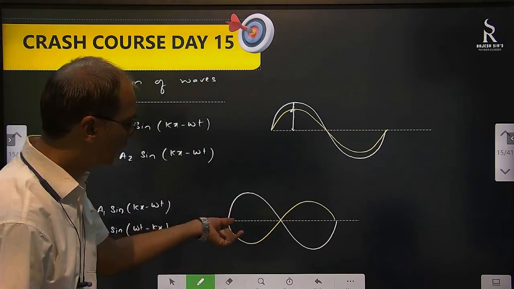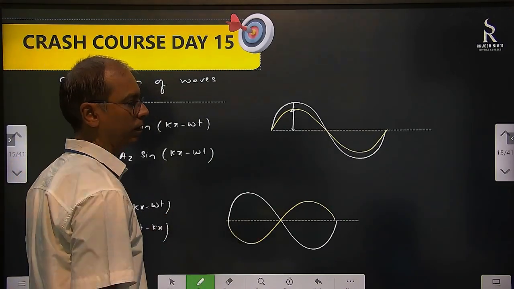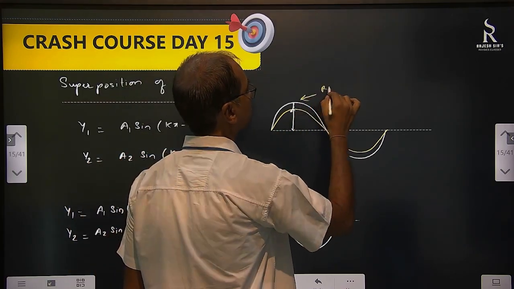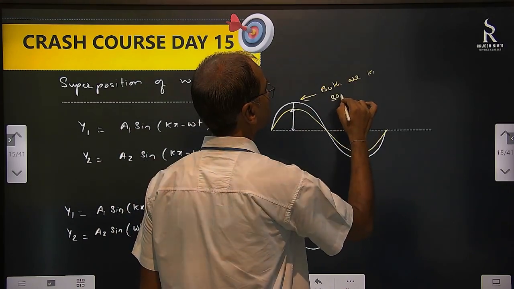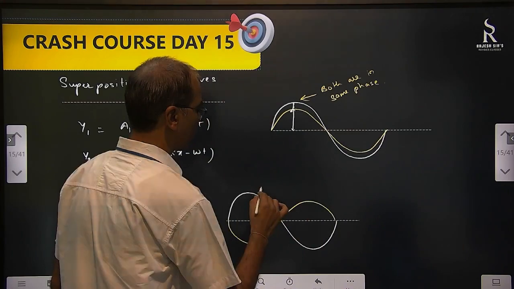Okay, so they are having opposite phase. This and this are 180 degrees out of phase. They are having the same phase. Both are in the same phase. And here both are in opposite phase.